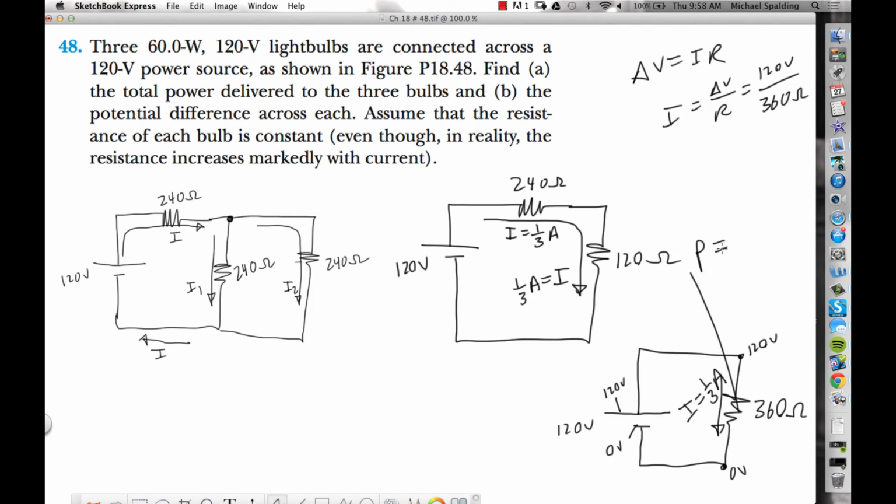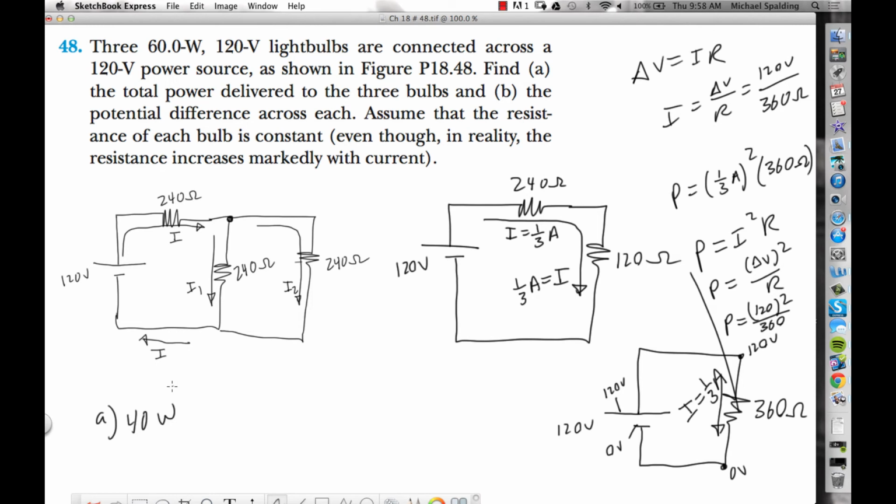So which power equation could we use? We could either use I squared R, or we could use delta V squared over R, because we have everything. You'll get the same answer, right? So let's do I squared R first. P equals I squared R. The current is 1/3 of an amp squared. Resistance is 360. So this gives us 40 watts. If you do delta V squared over R, that's going to be 120 squared over 360, and that also gives 40 watts. Okay? So the answer to question A is 40 watts.